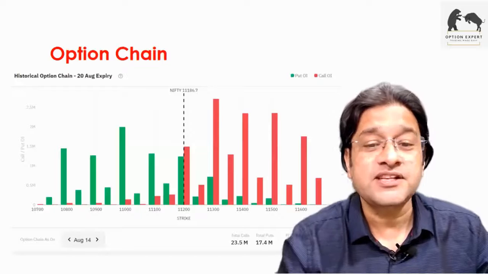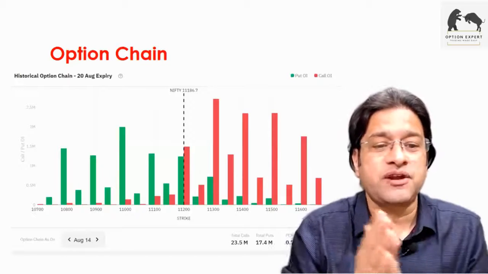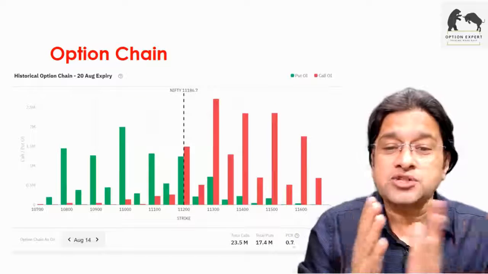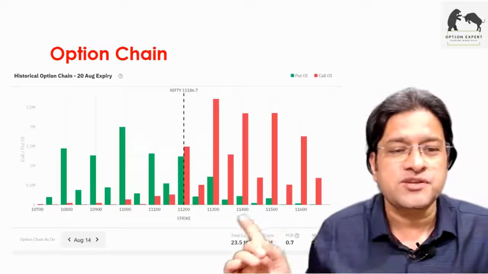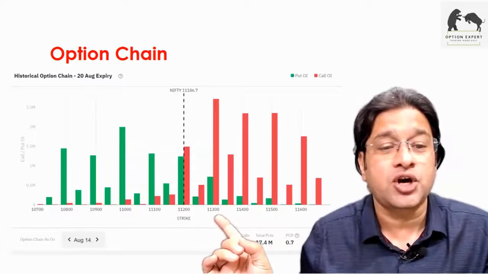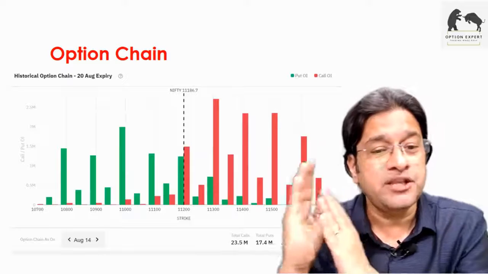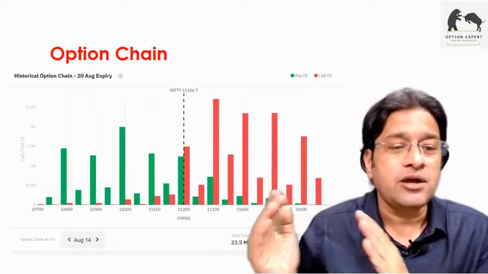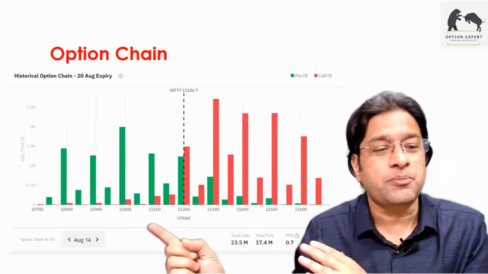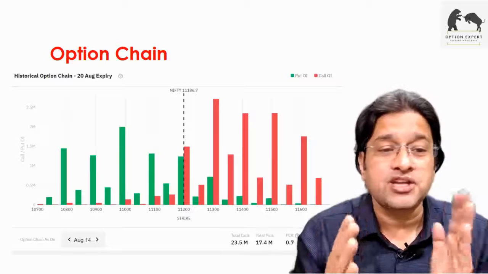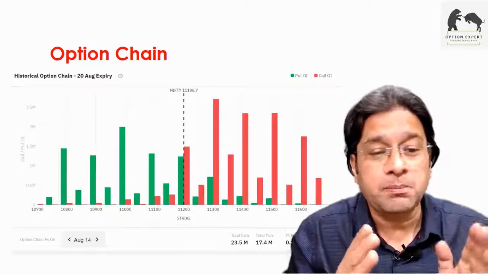Now this is how exactly it looks. I just wanted to enlarge it and show it to you. It's very simple. At 11,300 there's a huge buildup of call writing, which means maybe this will act as a resistance. Similarly, at 11,000 there is a big support. So the market can actually stay somewhere between those levels.